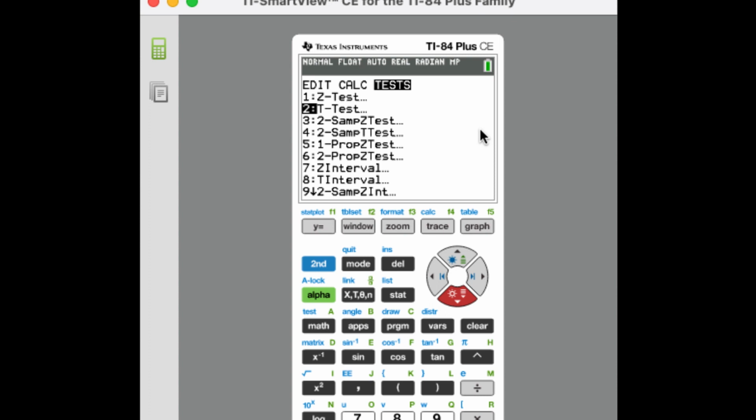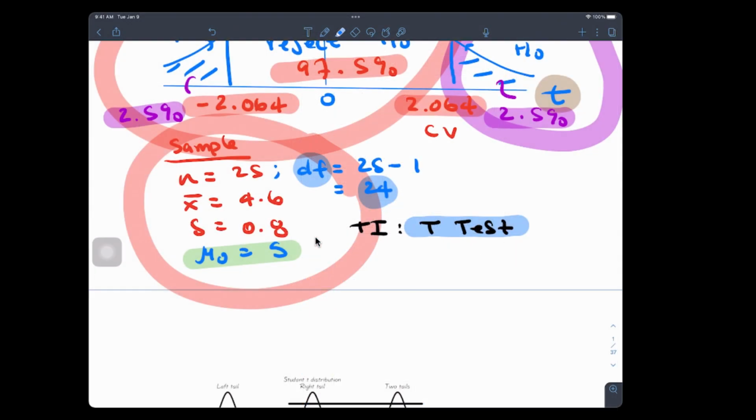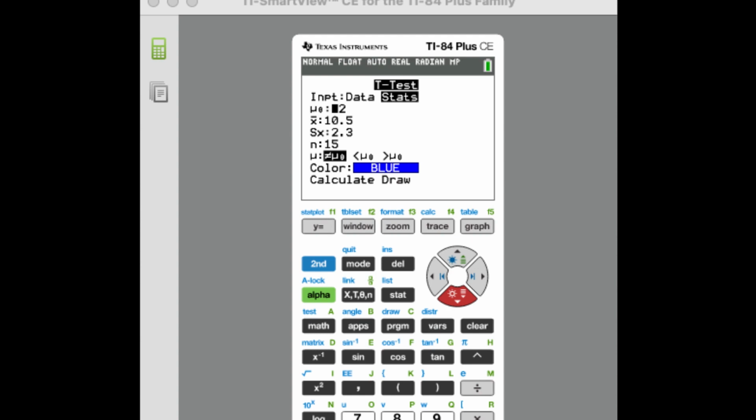Is this a hypothesis test about a mean for a small sample? So you hit what? T-test. Okay. Now fill in the what? See all the information we wrote down? You can fill it in. What's mu naught?